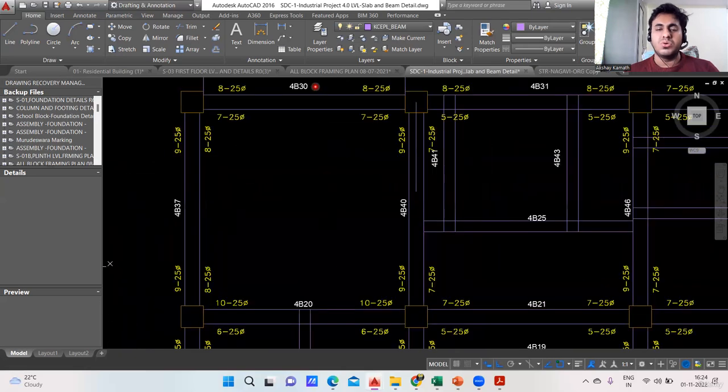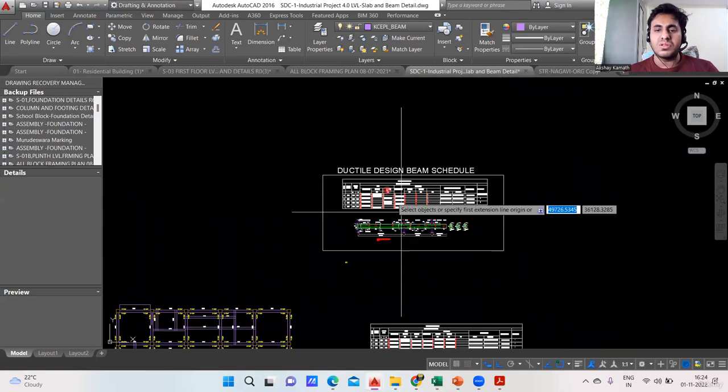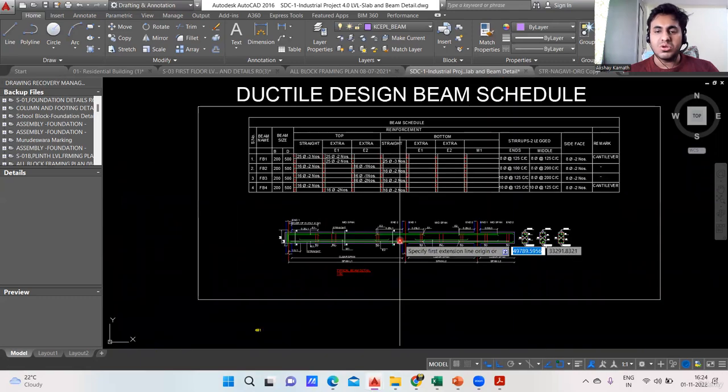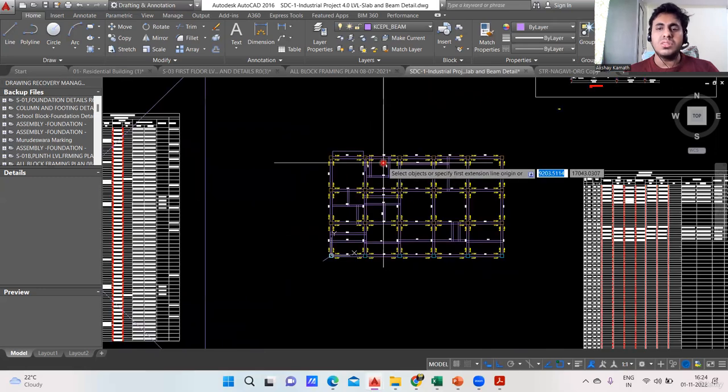Okay, then what will you do? Again, you got everything. Here the slab thickness is not mentioned. For the slab thickness, you have to refer to the slab layout. There you'll get the slab thickness. You can consider 150 as your slab thickness. Okay, can you do this? This also you can do.